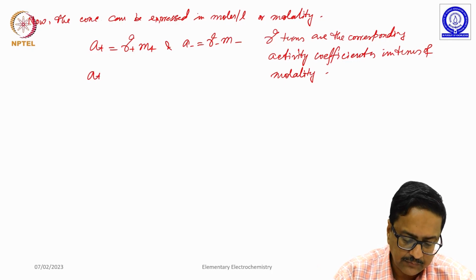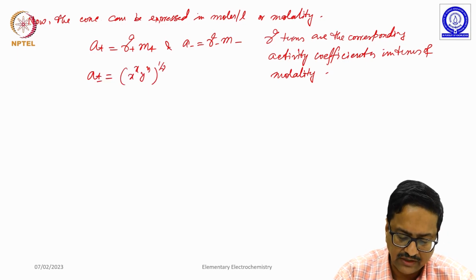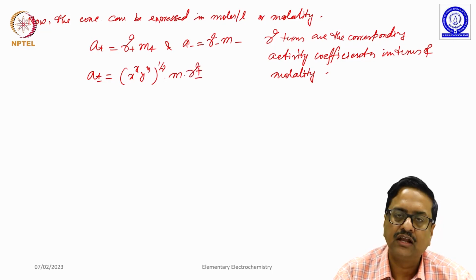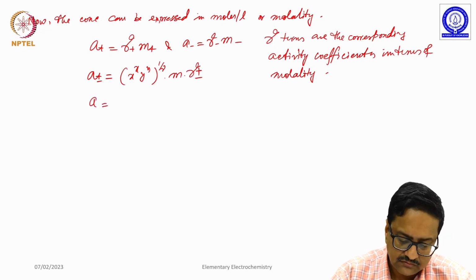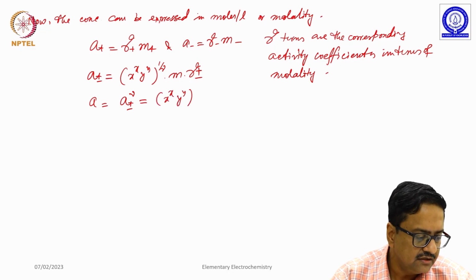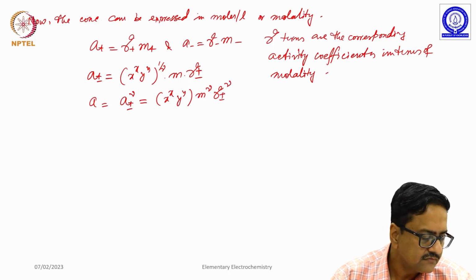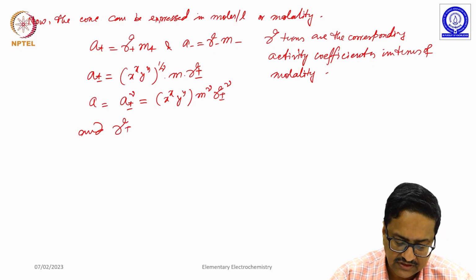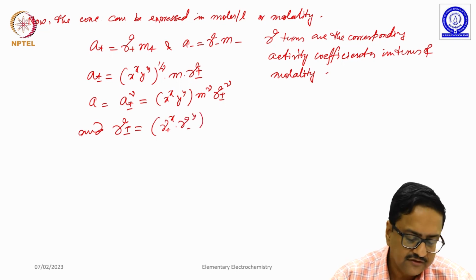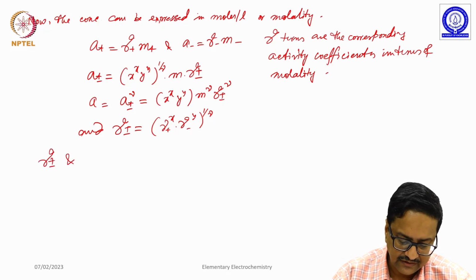So, similarly, a plus minus is equal to (x to the power x, y to the power y) to the power 1 by nu multiplied by m into gamma plus minus. m is the concentration in molality. a equal to a plus minus to the power nu, which is equal to x to the power x, y to the power y into m to the power nu gamma plus minus to the power nu, and also gamma plus minus is equal to (gamma plus to the power x, gamma minus to the power y) whole to the power 1 by nu.